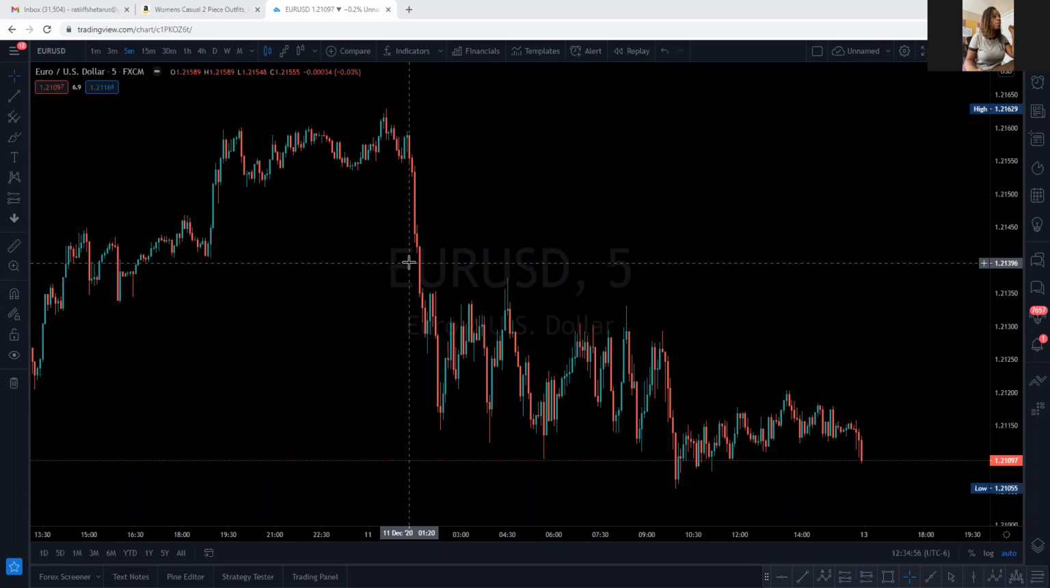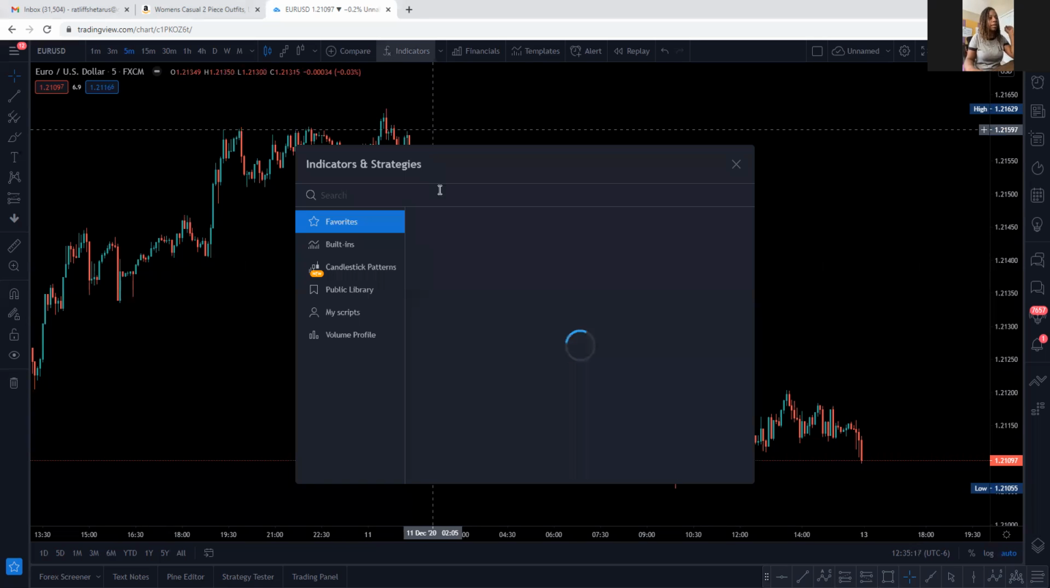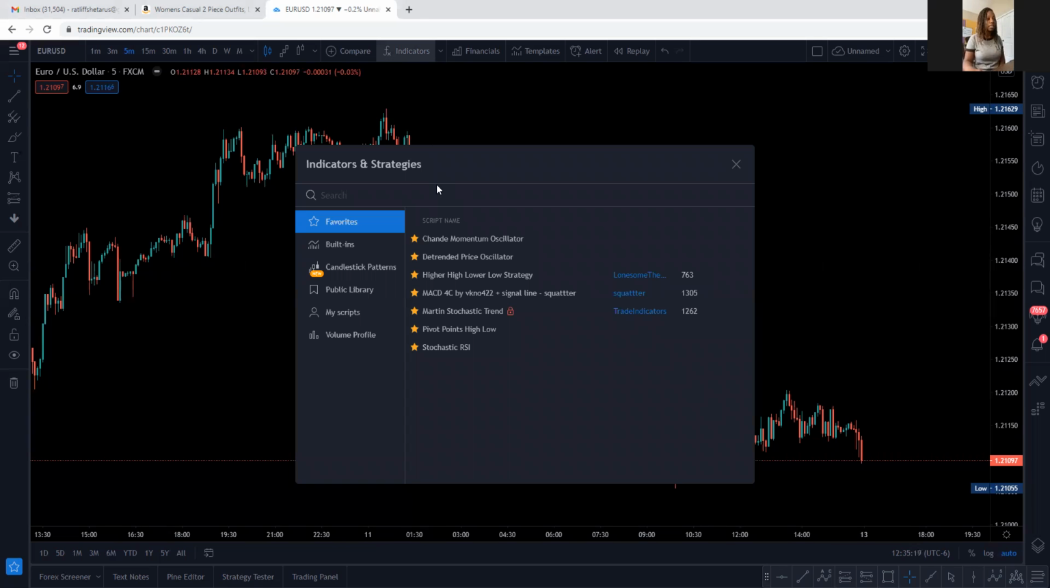First off, you want to go to your daily chart to do support and resistance, because you want to see the bigger picture of how you do it. But I'm going to show you something quick and simple that can help you with support and resistance. Go to your indicators at the top, click on indicators, and it comes up on your screen just like this.